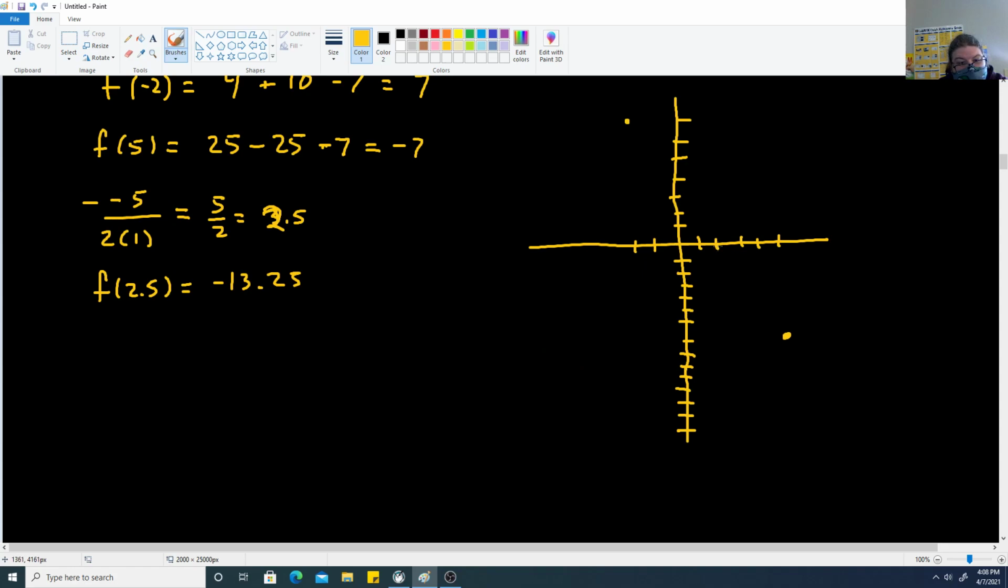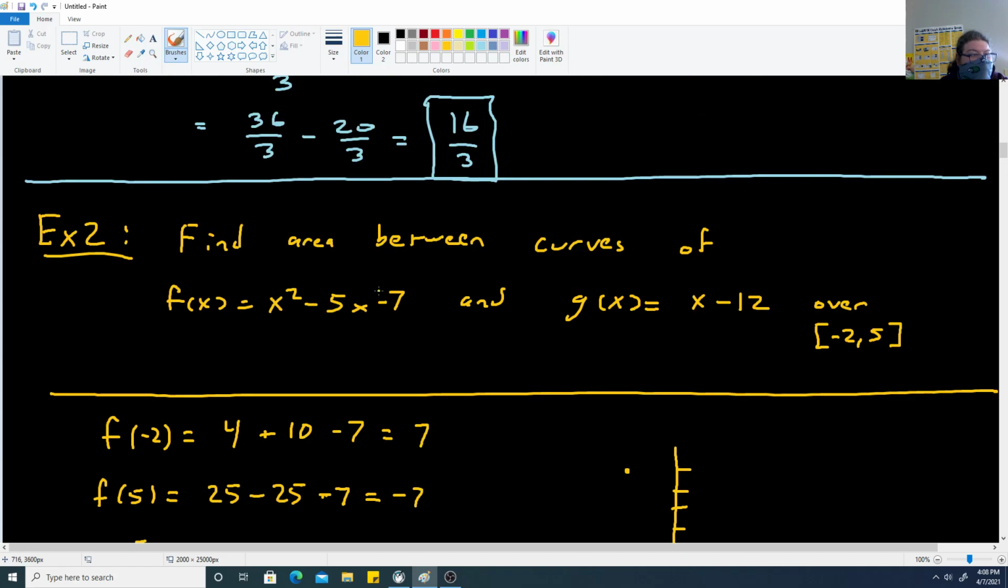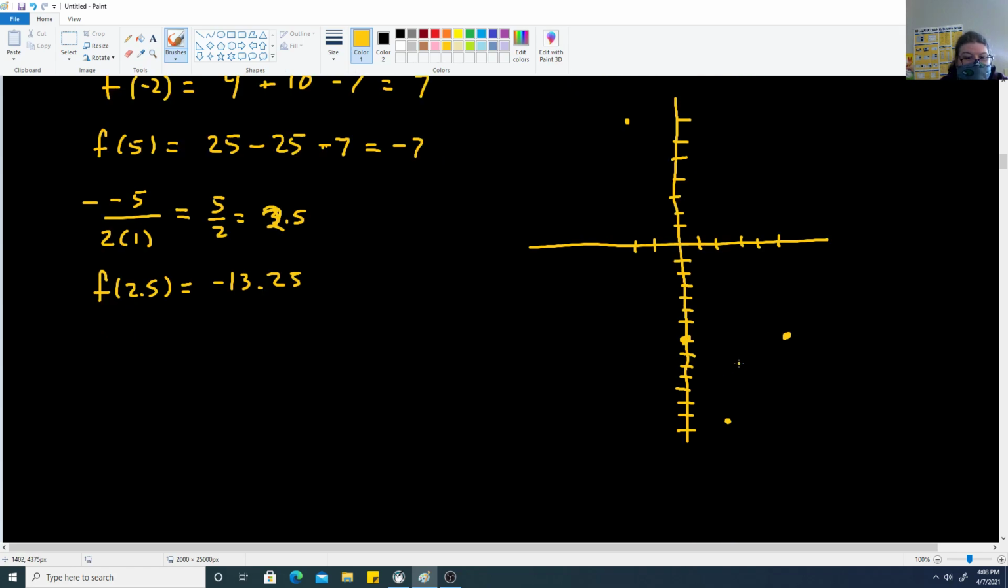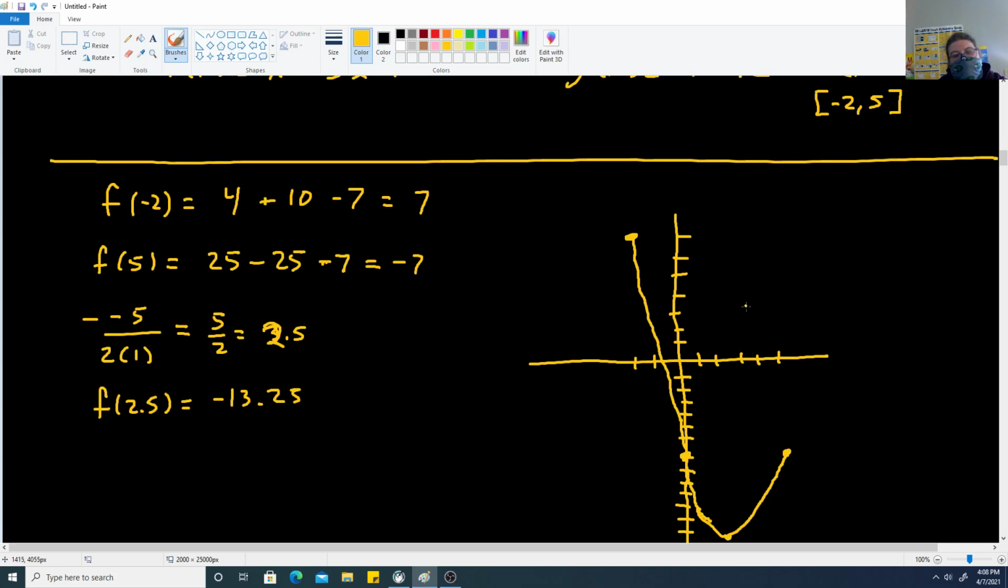Negative 13 and a little bit, and that would be about there. Our parabola has a y-intercept of negative 7. 4, 5, 6, 7. So we're going to try to draw our parabola. I'm doing a bad job here, but it's going to look something like that. So we have this curve of the parabola there.